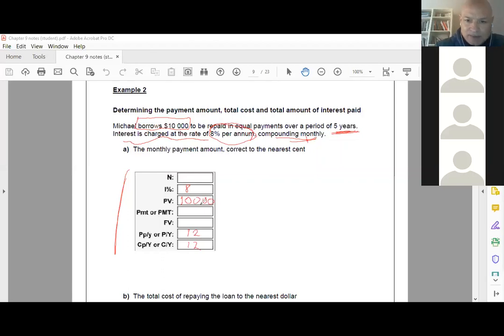Now, we can fill in the N now. The N is 12 months in 1 year, and it's got to go for 5 years, times 5. Of course, you can just put 60 in there. You don't need to do 12 times 5. Now, there's a couple of important things here. The question that it's asking is the monthly payment amount. Okay, that's what we have to find, the monthly payment amount. So which one of these are we finding? Is it the PMT or the future value?